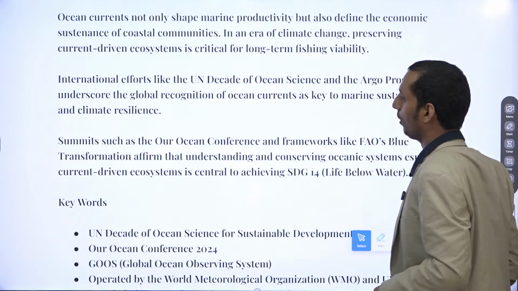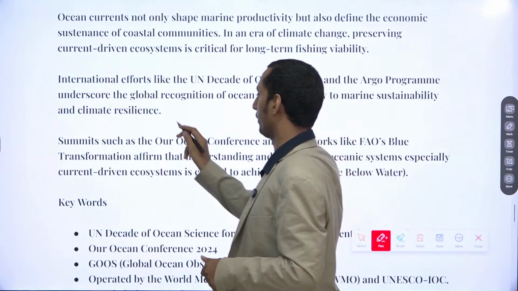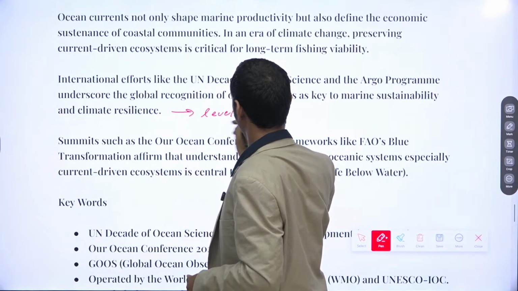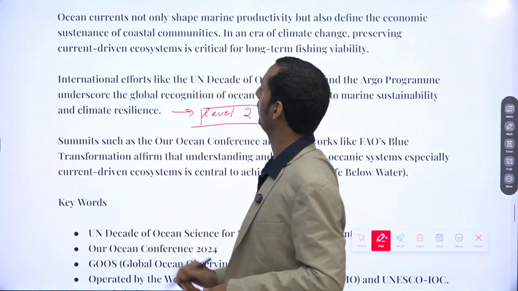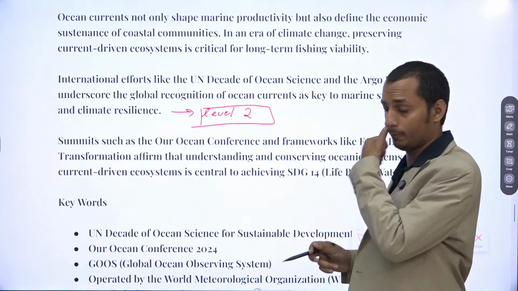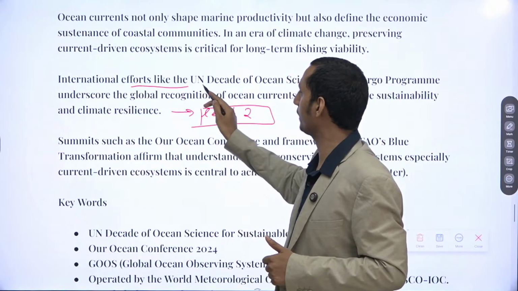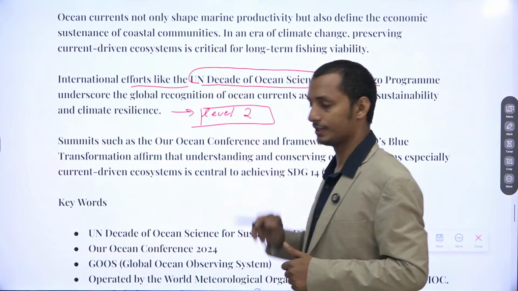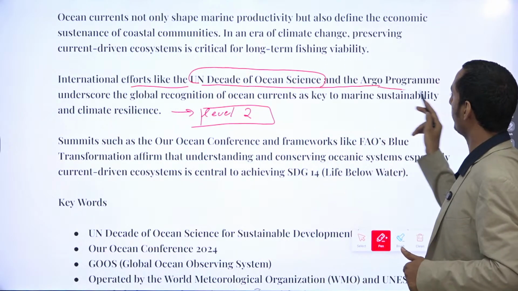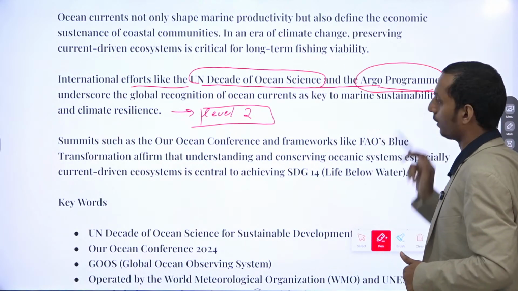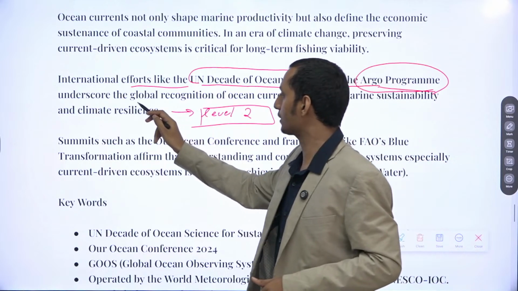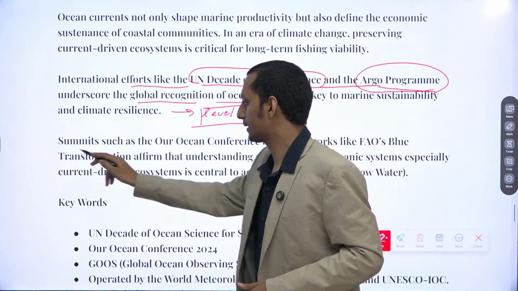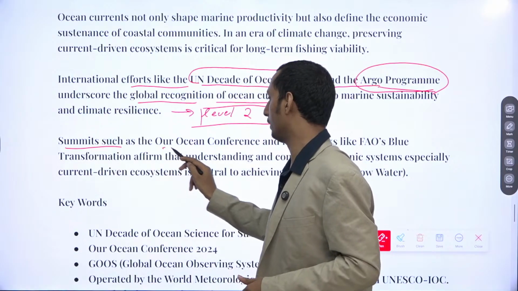Now, if you are to write a level 2 model of conclusion, you can go for this: international efforts like the UN Decade for Ocean Science, which comes under this decade. You can mention the Argo program; you can Google what the Argo program is. These underscore the global recognition of ocean currents. Summits such as the Our Ocean Conference.